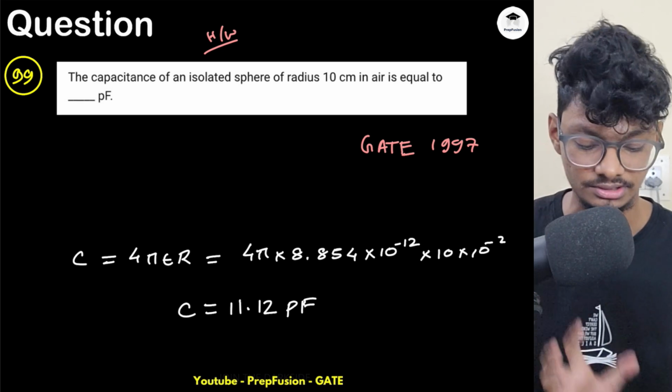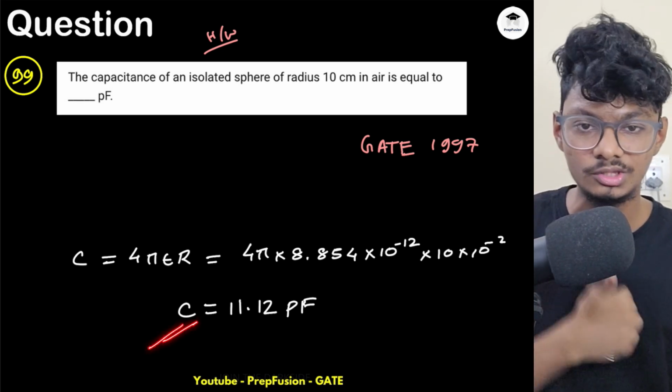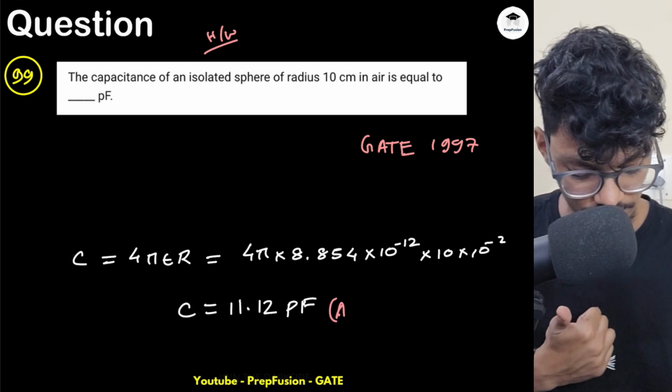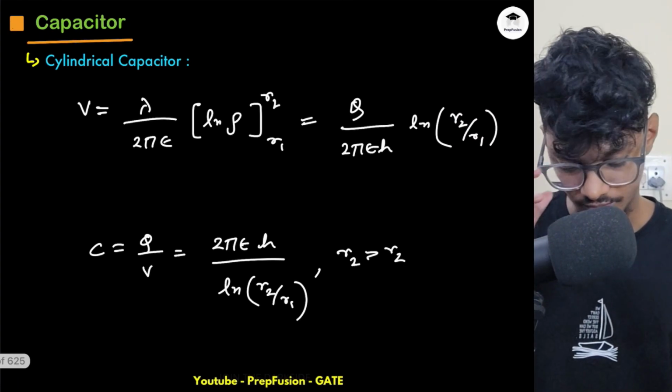That also I will explain in this lecture itself. So you get your answer as 11.12 picofarad. This will be the answer for this particular question. Okay, a pretty simple straightforward question.